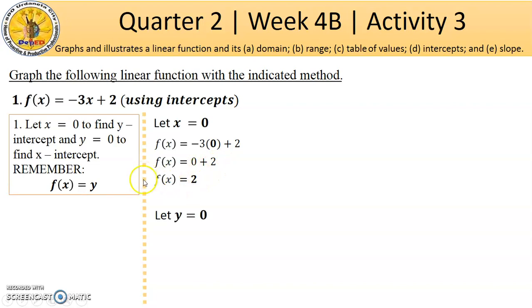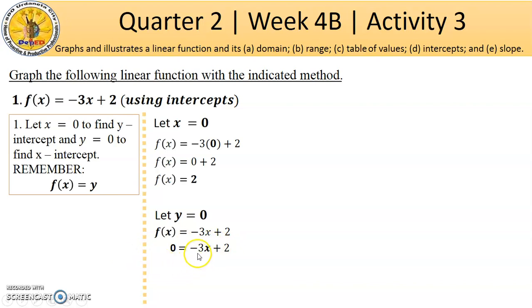Now, let's solve for the x-intercept. It means we're going to let y as 0. The same step, we're going to substitute, but first take note that f of x is equal to y. So our y here is the f of x. Now, we're going to substitute f of x by 0. So, we have 0 is equal to negative 3x plus 2.